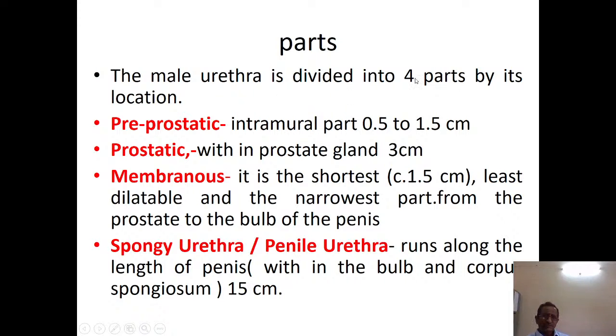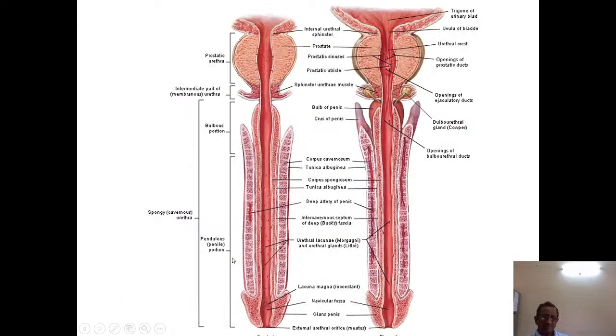The male urethra is divided into four parts: pre-prostatic, that is intramural part, prostatic, then membranous, then spongy urethra. So this is pre-prostatic and this is prostatic. This small part is the membranous and this is the spongy urethra or penile part of the urethra. So we are having four parts in the urethra. Pre-prostatic, that is in between the bladder and prostate, then prostatic, then membranous between the prostate and the penis, and then penile part. This part is the membranous part of the urethra.